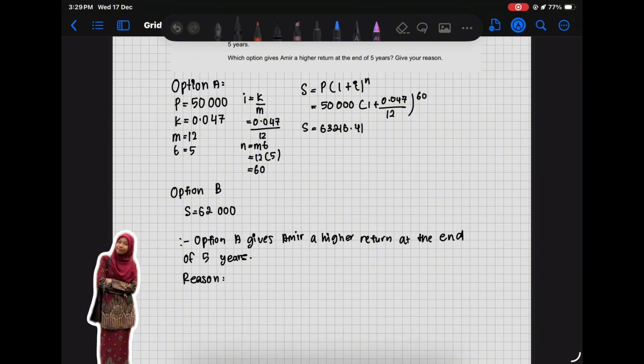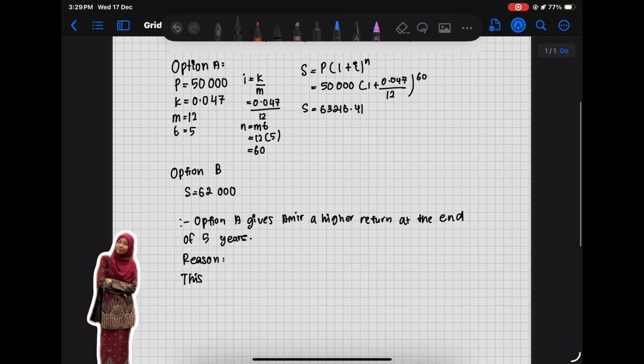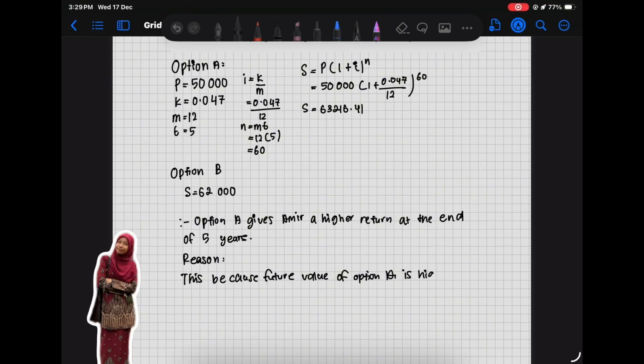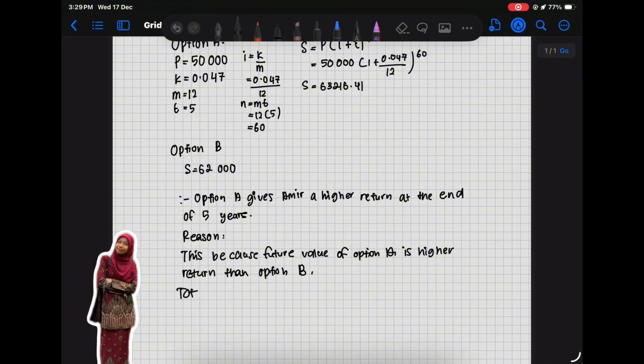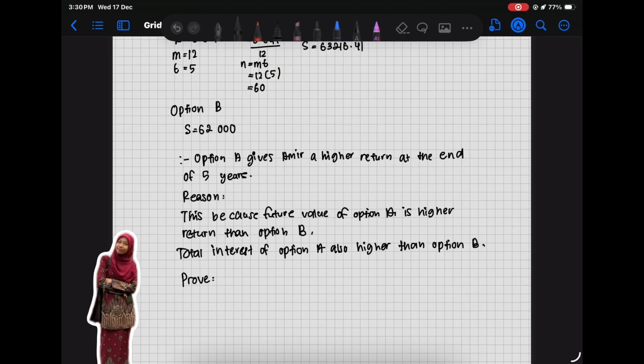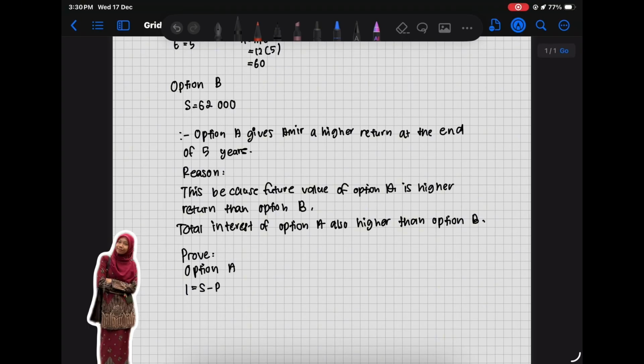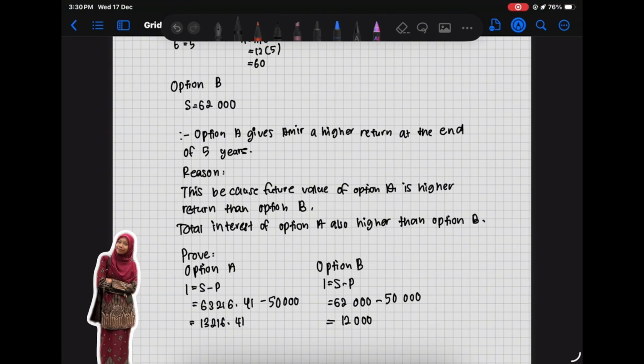option B. Another reason is, we can calculate the total interest for both options. Option A gives total interest 13,216 and 41, and option B gives total interest 12,000.